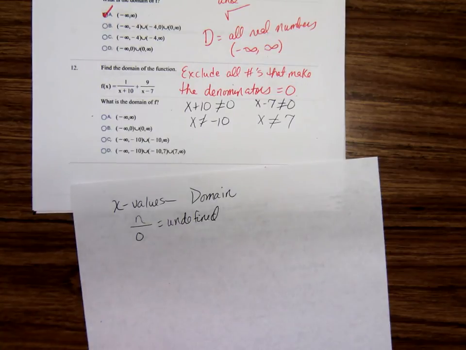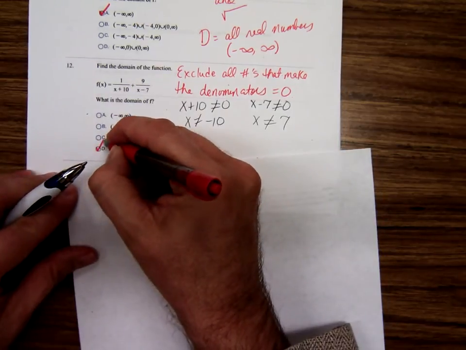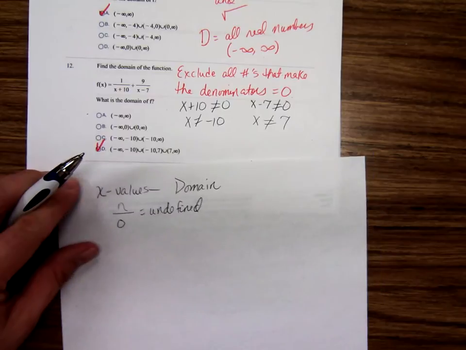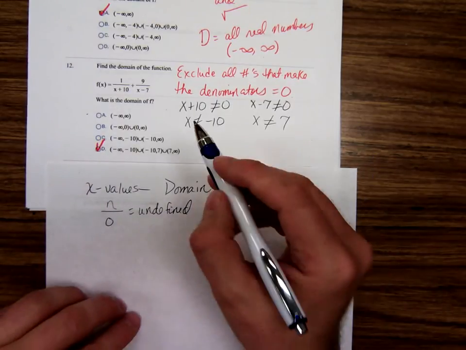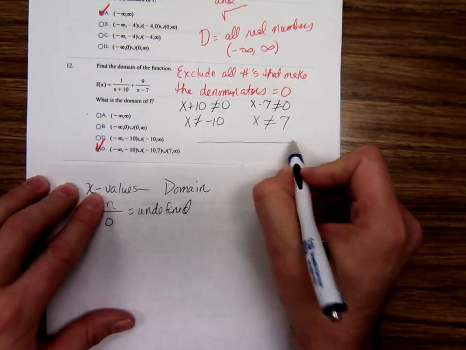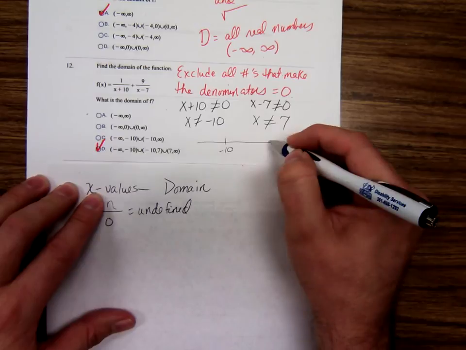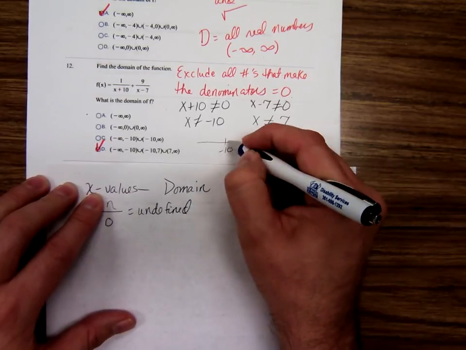D. So I'm going to go ahead and draw the number line just to show that this is actually saying, it's just a fancy way of saying all real numbers except negative 10 and positive 7. If you imagine a number line, and if you wanted to exclude negative 10 and positive 7, remember when we were doing cut points?